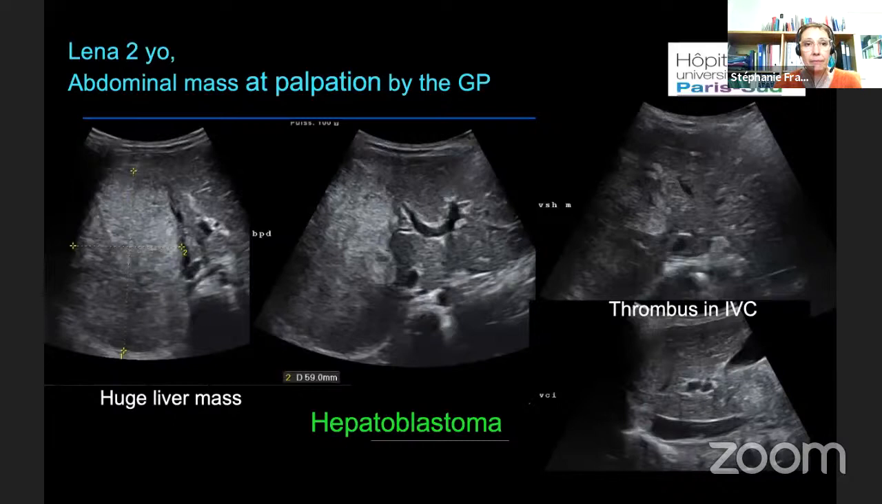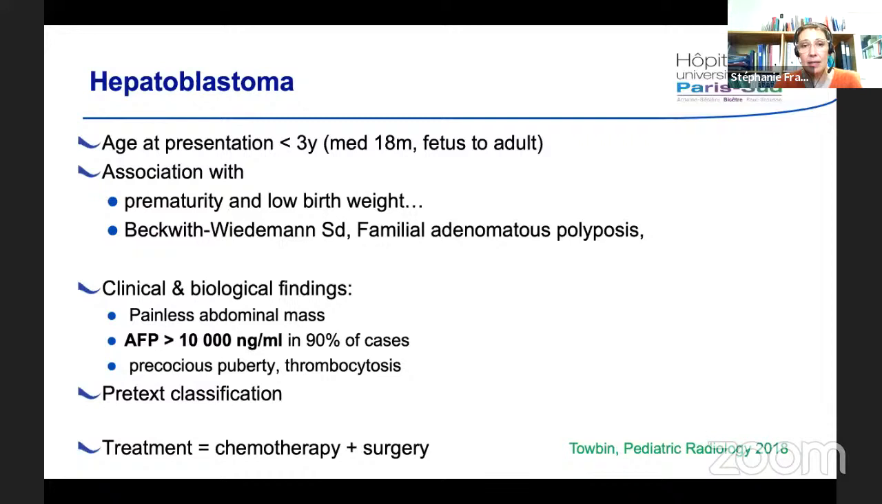Hepatoblastoma is a tumor of the young child. The median age is 18 months old and mostly before the age of 2 or 3 years. It is associated with prematurity and low birth weight, but also with other syndromes. And a very high level of alpha-fetoprotein is present in more than 90% of the cases. We use the imaging, especially CT and MR, to do the pretreatment extension classification, and they are treated most of the time by chemotherapy and surgery.